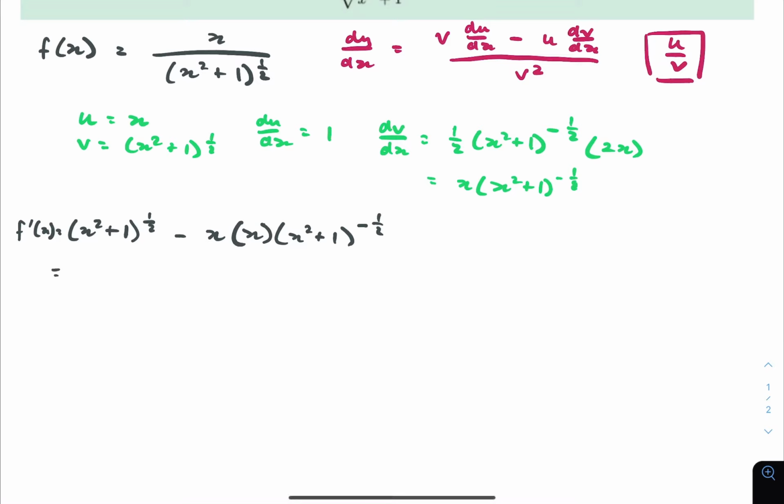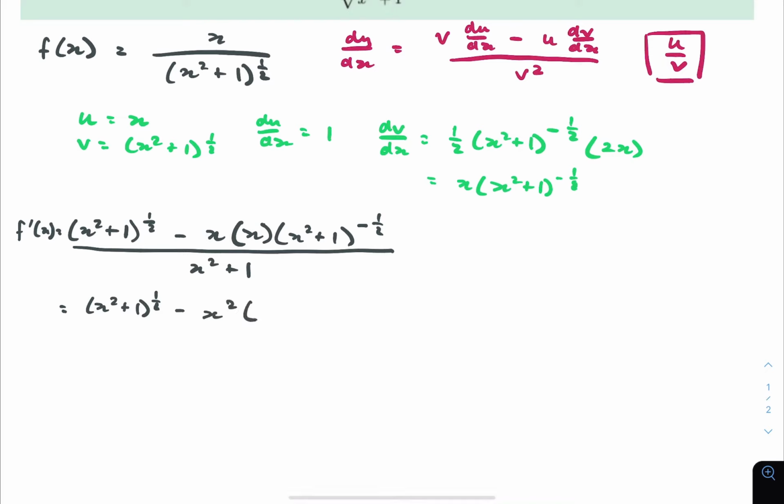Oh, wait, sorry. Just give me a second. I forgot that we need to divide this by v squared. And v squared is just the square root of x squared plus 1 to the power of 2, which is just x squared plus 1. And this gives us x squared plus 1 to the power of half minus x squared times x squared plus 1 to the power of negative half.